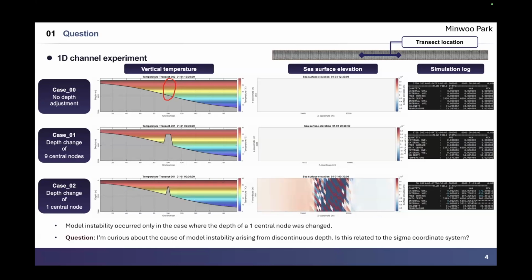Still, I have some question, because in this case there's no forcing. So there should be no, how can I say? Because your model does not satisfy the stability criteria, any kind of perturbation in the model becomes unstable. So then the next question is, how come in the second case, the one named case 01, that case is stable?